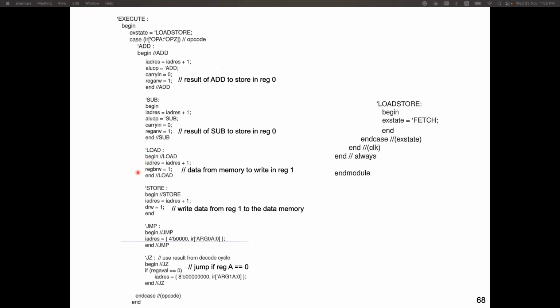Load. If the instruction is load, we load some data from data memory to an internal register. So the data from memory is written to register 1. So we set register B read-write control signal to 1. We're going to write it. Similarly, the instruction address is increased by 1 for every case here. And store.